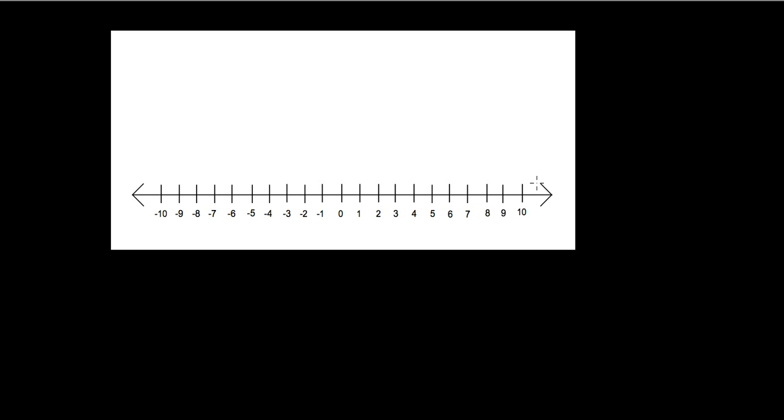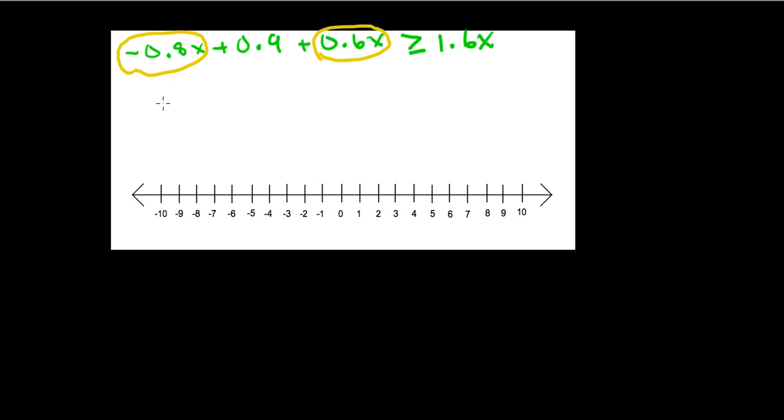Now we're going to look at another example that requires a little more simplifying. Negative 0.8x + 0.9 + 0.6x ≥ 1.6x. We see that we have some like terms, negative 0.8x and 0.6x, all on the same side, so we can start off by adding them together. When you add those two terms together, we get negative 0.2x + 0.9 ≥ 1.6x.